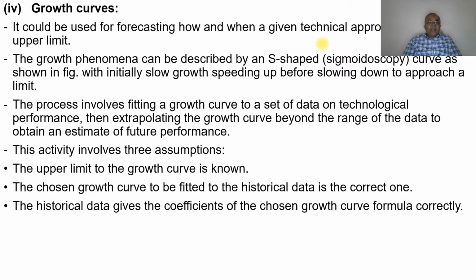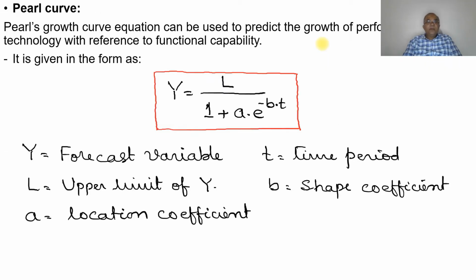This activity involves three assumptions. One is that the upper limit to the growth curve is known. The chosen growth curve to be fitted to the historical data is the correct one. And the historical data gives the coefficients of the chosen growth curve formula correctly. So what are the formulas which are going to be used? Suppose you are considering a Pearl curve.